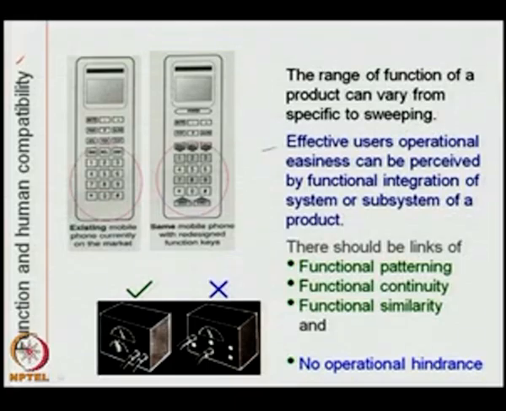Effective users' operational easiness can be perceived by functional integration of system or subsystems of a product. There should be links of functional patterning, functional continuity, functional similarity and no operational hindrance, that we can say from this figure.